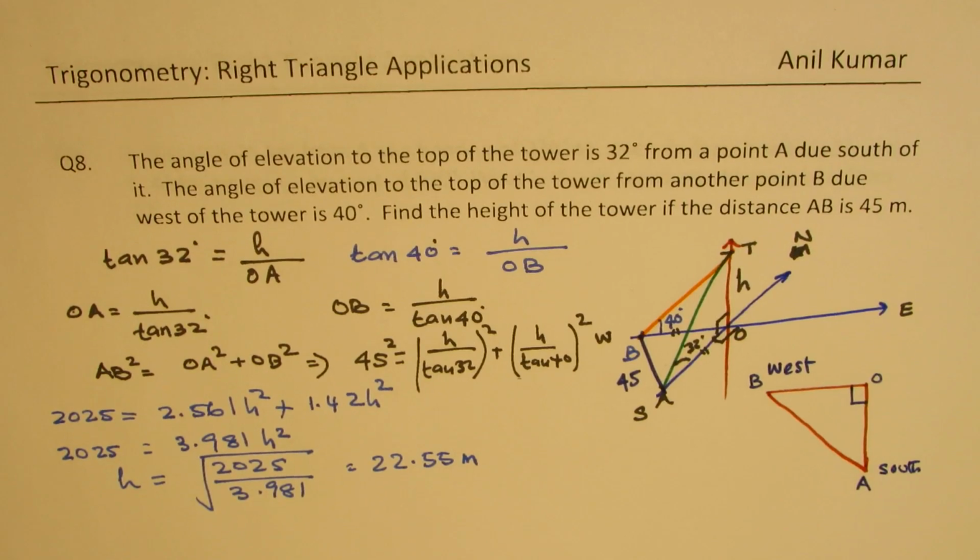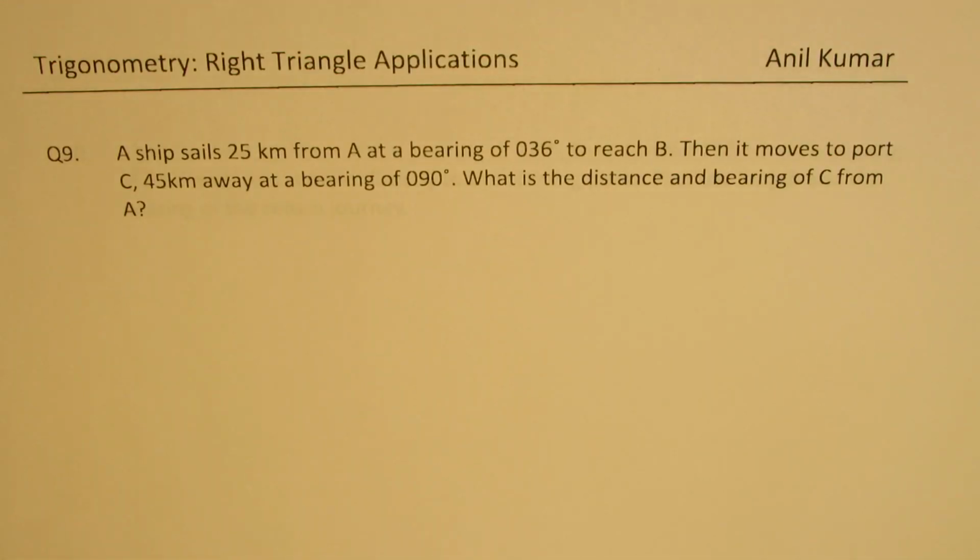Let's move on and take the second last question, question number 9. A ship sails 25 kilometers from A at a bearing of 36 degrees to reach B. Then it moves to port C 45 kilometers away at a bearing of 090 degrees. What is the distance and bearing of C from A? I would like you to pause the video, sketch this diagram, and then look into my solution, right?